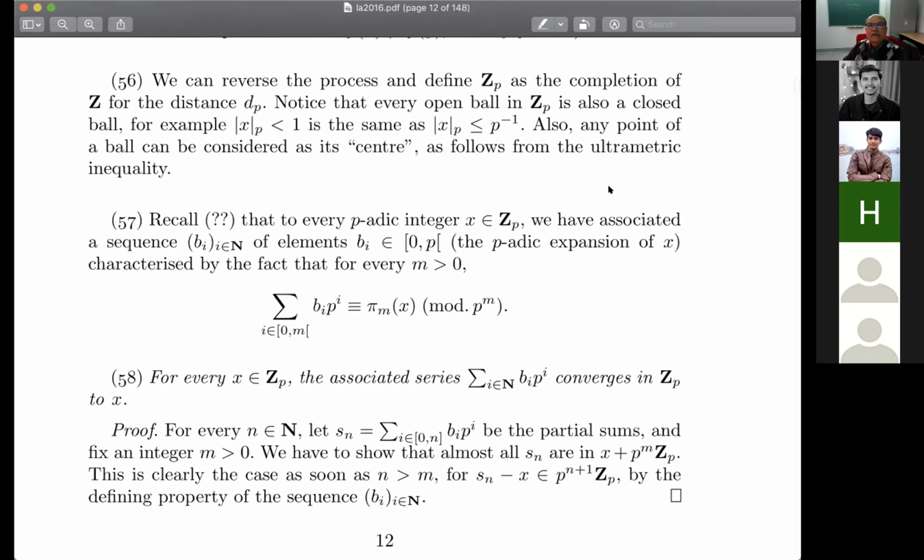Okay, so another remark is that we define Zp as the inverse limit of a certain inverse system. Another way to define it would have been to define this p-adic valuation of elements of Z, of integers. So that defines a distance, and you could complete Z for that distance, and you would get Zp.